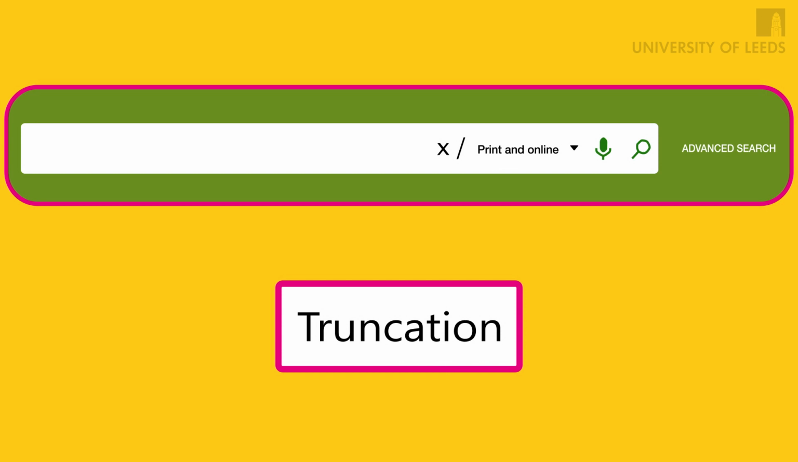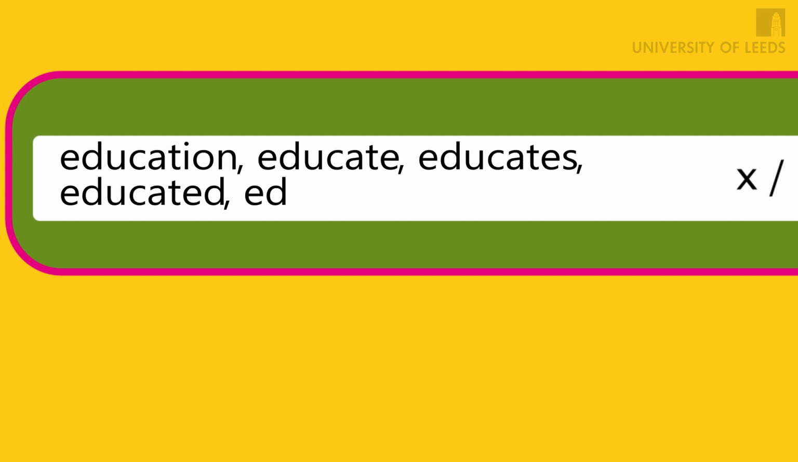Let's take truncation first. A lot of the words that people use to search for information might have a variety of possible word endings. If you were searching for the concept of education, you would probably also be interested in educate, educates, educated, educational, and so on. Instead of typing in all of these alternatives into your search box individually, you can use a truncation symbol to do the work for you.